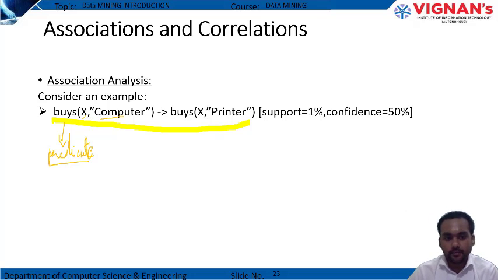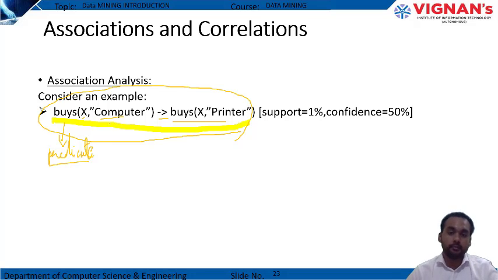So what does this say? X buys a computer, and the right hand side says X buys a printer, and this arrow symbol you see here is called an implication. So what does this entire sentence mean? It says that if X buys a computer, then X buys a printer. So it builds a rule saying that if something happens, then something else also happens.